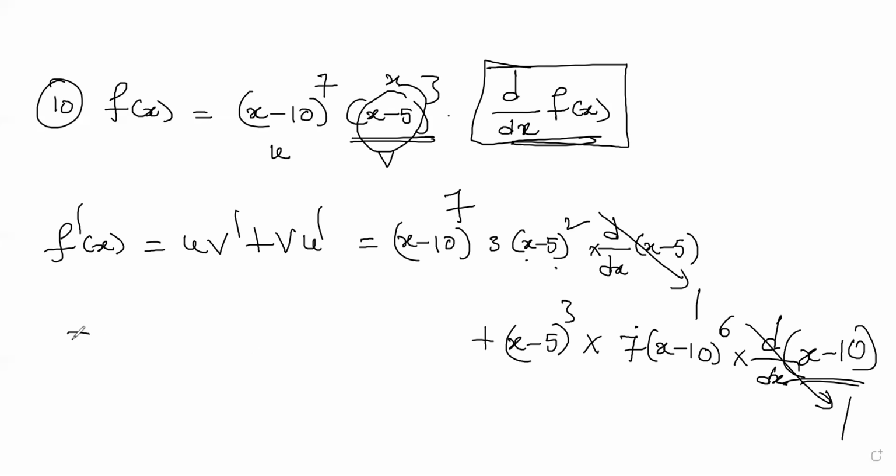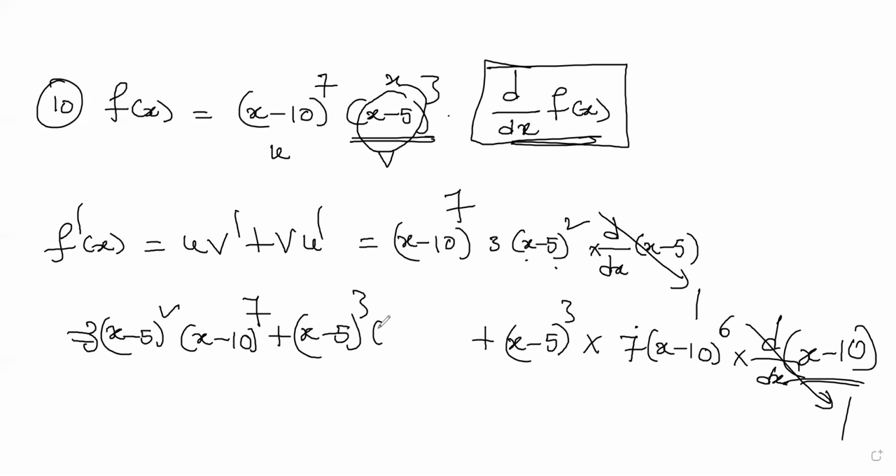After that, you leave it here. So what you have to do is x minus 5 whole square into x minus 10 whole power 7, plus x minus 5 whole cube into, of course, 7 is the factor which is multiplying here. So 3 is the factor multiplying here, and 7 is the factor multiplying there. 7 into x minus 10 whole power 6.